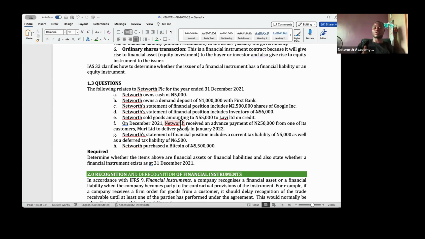So for this question, the answer is that there is no financial liability, there is no financial asset, and there is no financial instrument contract. And that's the solution to this question.